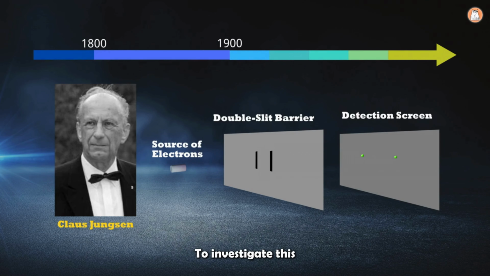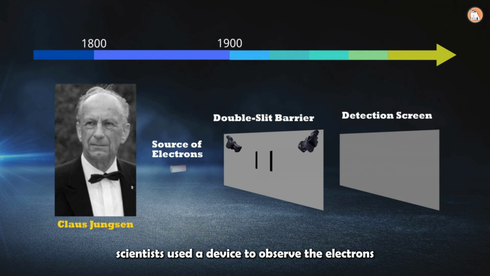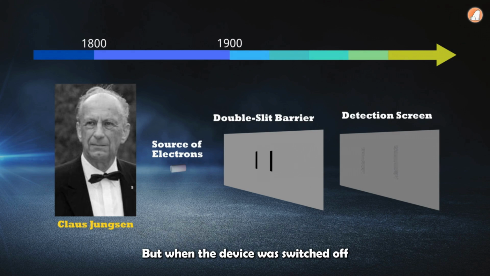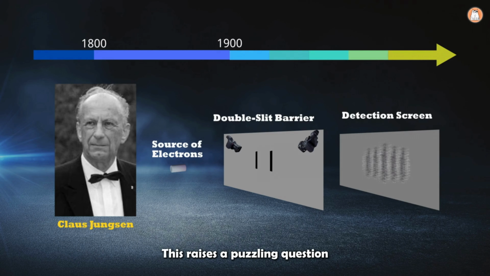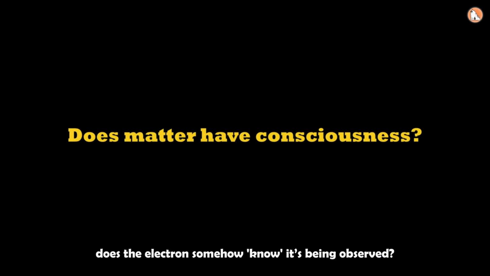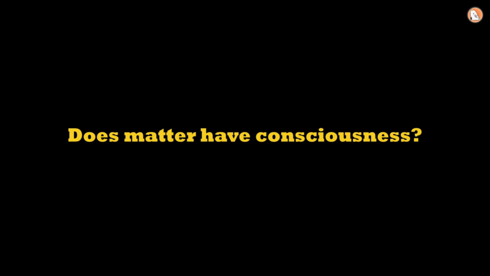To investigate this, scientists used a device to observe the electrons. When the device was switched on, the electron behaved like a particle, forming two distinct patterns on the screen. But when the device was switched off, the interference pattern reappeared. This raises a puzzling question. Does the electron somehow know it's being observed?